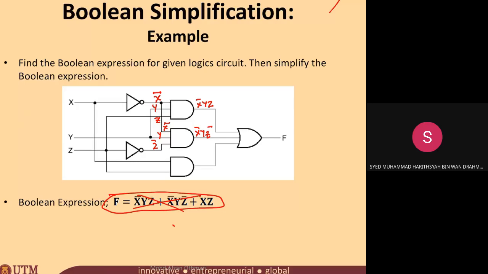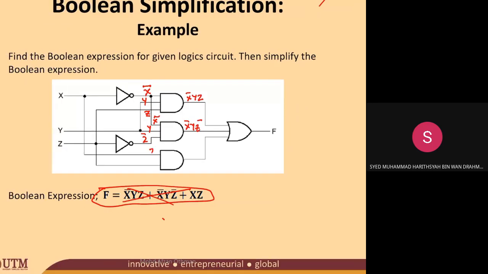Okay, next what do we have here? We have the Z, and we have the X. So from here we have the XZ, and then we do the addition using the OR. So here we can derive that F is equivalent to X bar YZ plus X bar YZ bar plus XZ. Okay, so you get the Boolean expression.